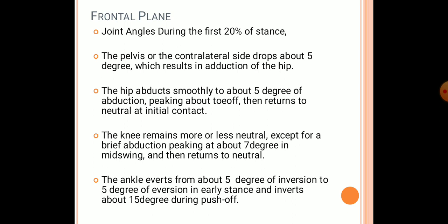The knee remains more or less neutral except for a brief abduction peaking at about 7 degrees at mid swing, and then returns to the normal position. The ankle everts from 5 degrees of inversion to 5 degrees of eversion in early stance, and inverts about 15 degrees during the push-off phase. So these are the frontal plane movements which are happening during the gait cycle in the lower extremity.